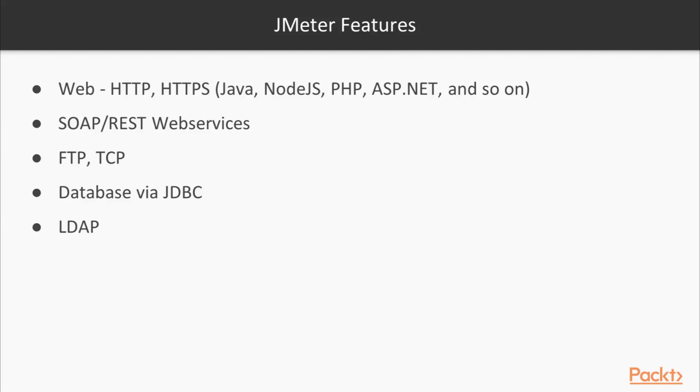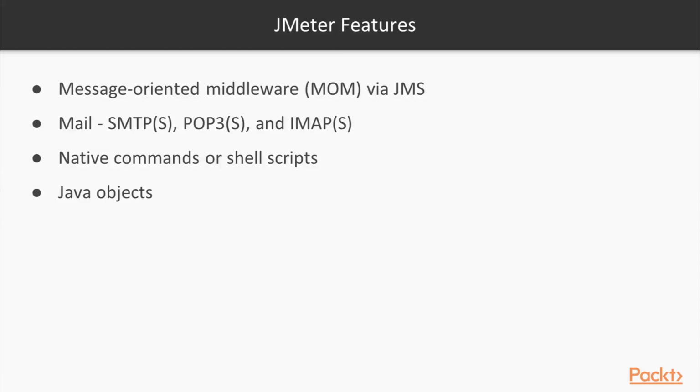Here are the main features and protocols that JMeter supports. Obviously, web, Java, JSP, PHP, and others. Web services, either SOAP or REST, FTP, TCP, database testing via the JDBC standard, LDAP, JMS for message-oriented middleware, JavaMail, POP3 or IMAP, native OS commands and various shell scripts, and plain Java objects.